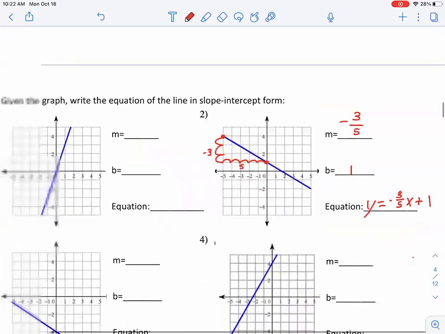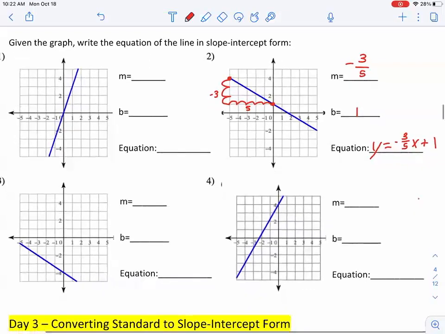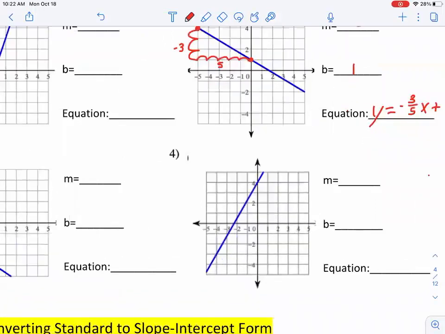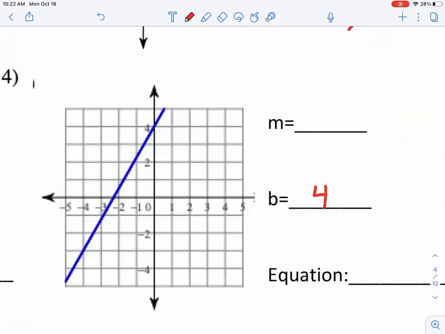All right, let's do problem 4. And then I'm going to have you guys do maybe number 3 on your own. We'll check it, okay? So to do problem 4, first, I always like to find the y-intercept first. I just think it's easiest. So our y-intercept is 4, again, ironically. So our y-intercept is 4. Find our slope.